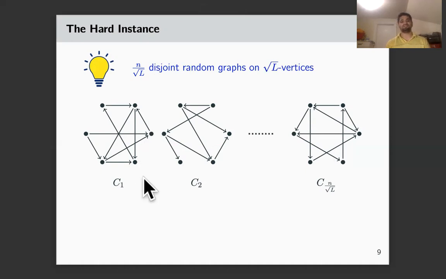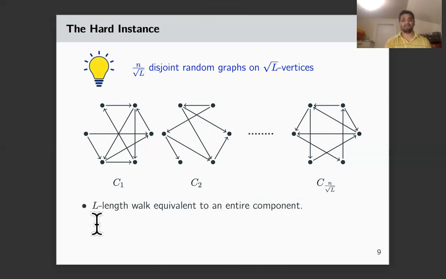Now, because these edges are a random graph, this graph is a very good expander. And therefore, I know that a random walk that starts from anywhere inside this component will visit all the L edges. There are only L edges as there are only root L vertices. All the L edges in L steps with very high probability. In other words, if you start a random walk from within a component Ci, then an L length walk will output all of Ci.